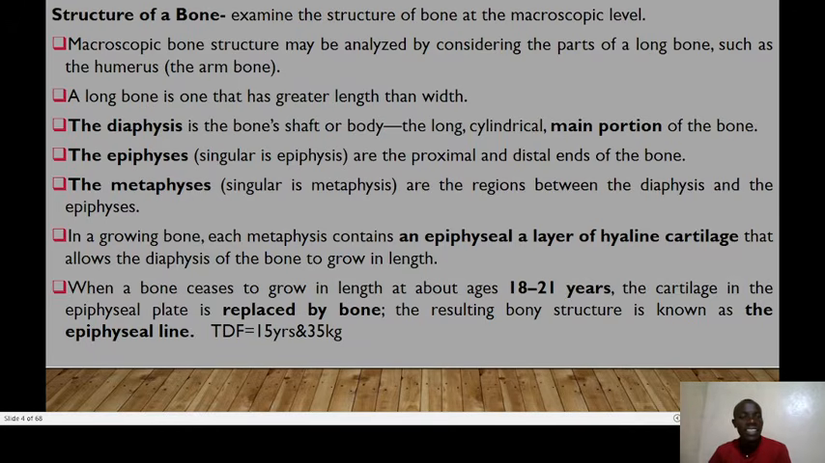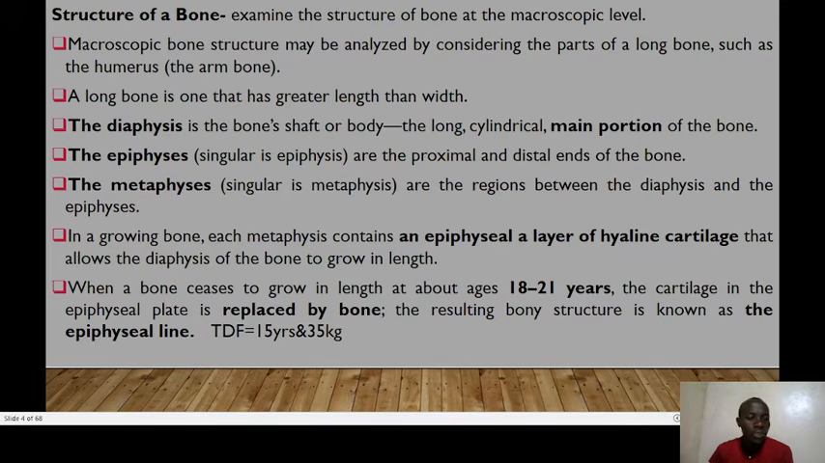diaphysis. The diaphysis is the bone's shaft or body. It is normally long, cylindrical, and it's the main portion of a bone. Followed by the epiphysis. The epiphysis has both the proximal and distal ends of the bone. Then the metaphysis, the regions between the diaphysis and epiphysis. In a growing bone, each metaphysis normally contains an epiphyseal plate of hyaline cartilage that allows the diaphysis of the bone to grow in length.